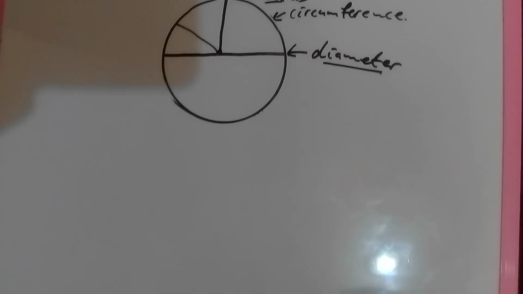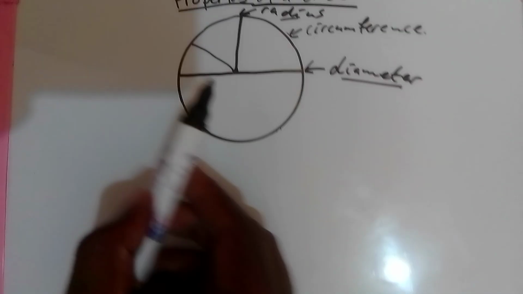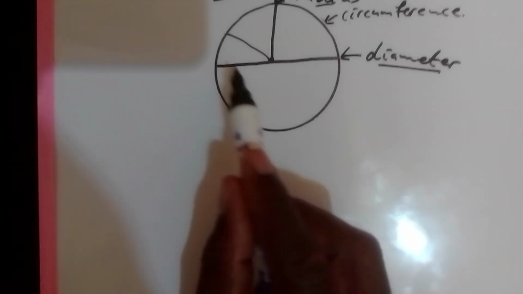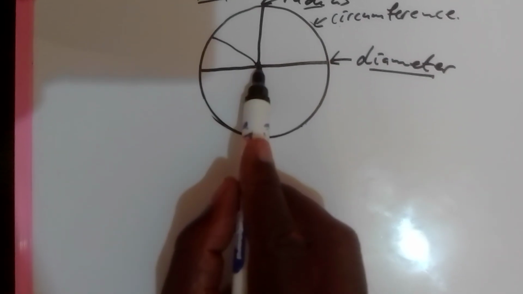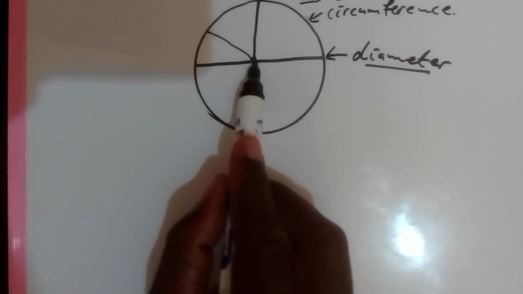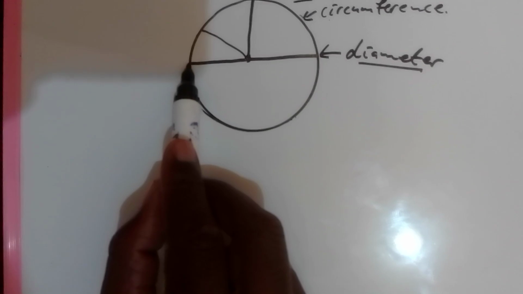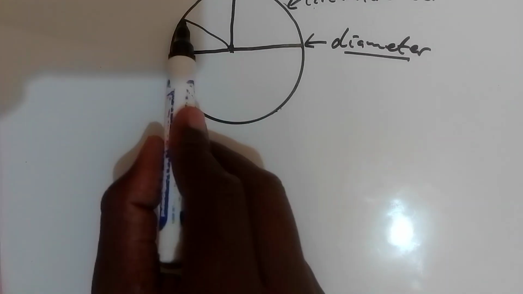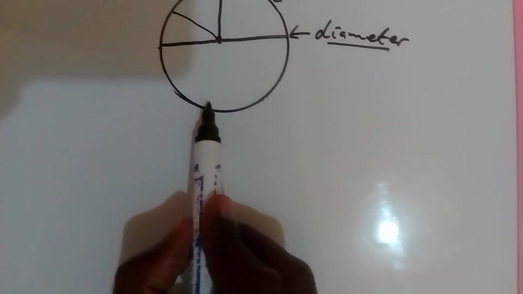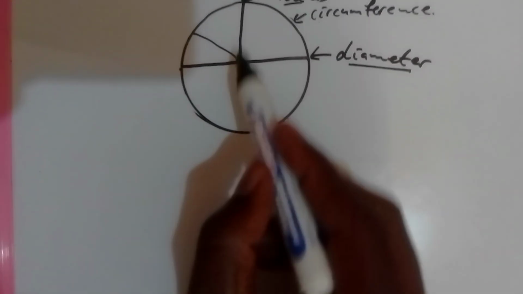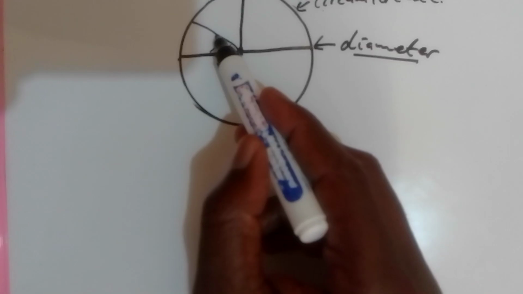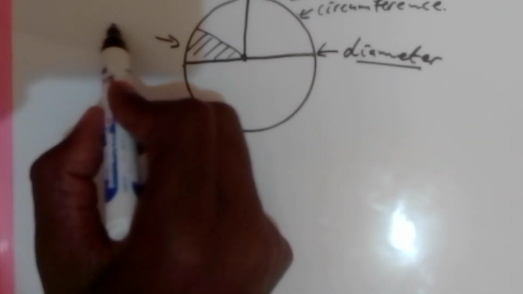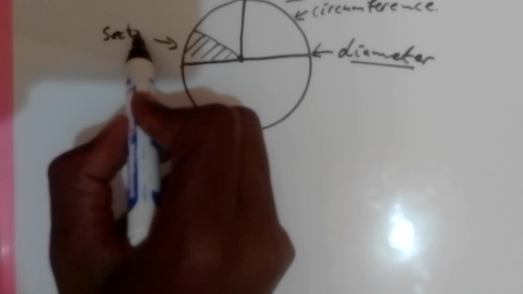Right? Then from there, check this, what do you call it? This part here, from the center to the circumference, it's also radius. From here to there, it's also radius. From here to there, it's radius. I could also go down, it's still radius. Now I want to talk about this part which I'm going to shade here. This part is what we know as a sector. The sector of a circle.